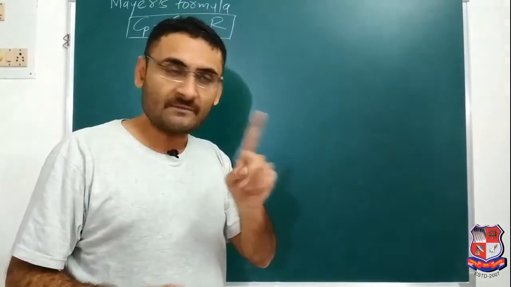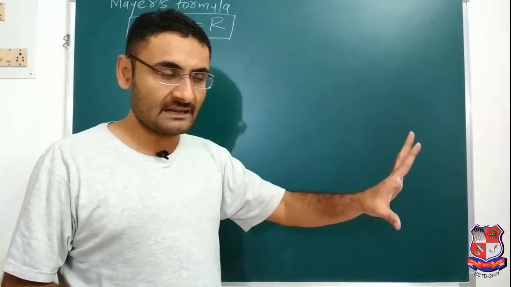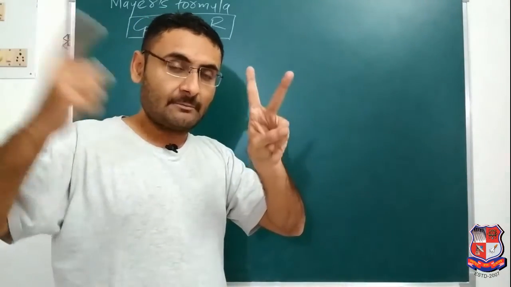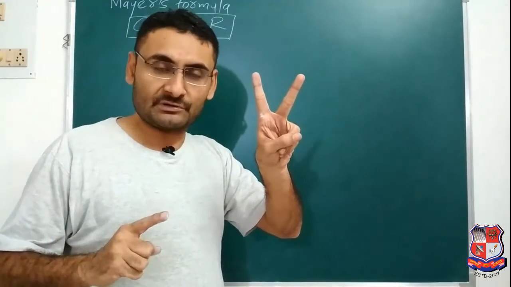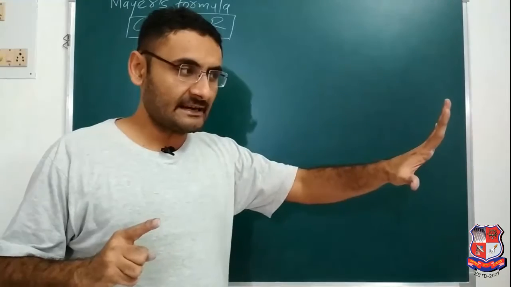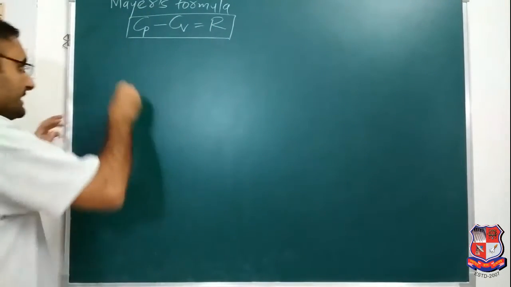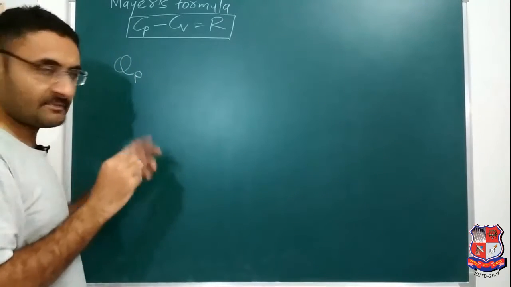The first purpose: with the help of the heat applied at constant pressure, you get work done. And the second: a change in internal energy is produced. So the heat applied in a constant pressure process can be written as Q suffix P.